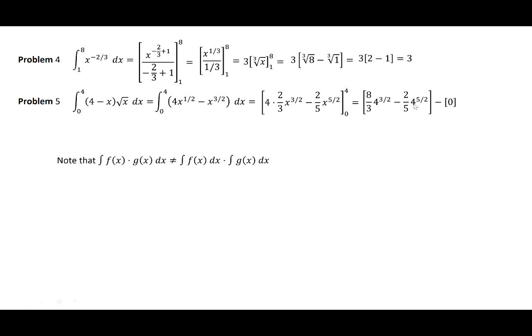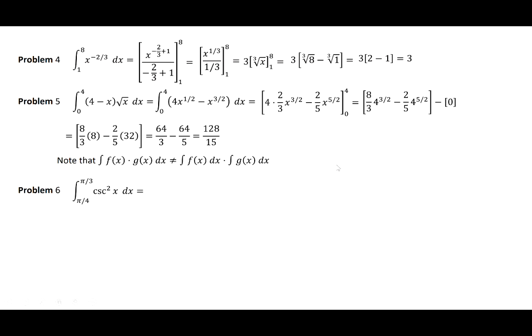Similarly, 4 to the 5, oh, that's a pain, right? You don't want to do 4 to the 5. Instead, we can say square root of 4 is 2. 2 to the 5 is 32. So if we did that, we end up getting something like this. Cool? All right.